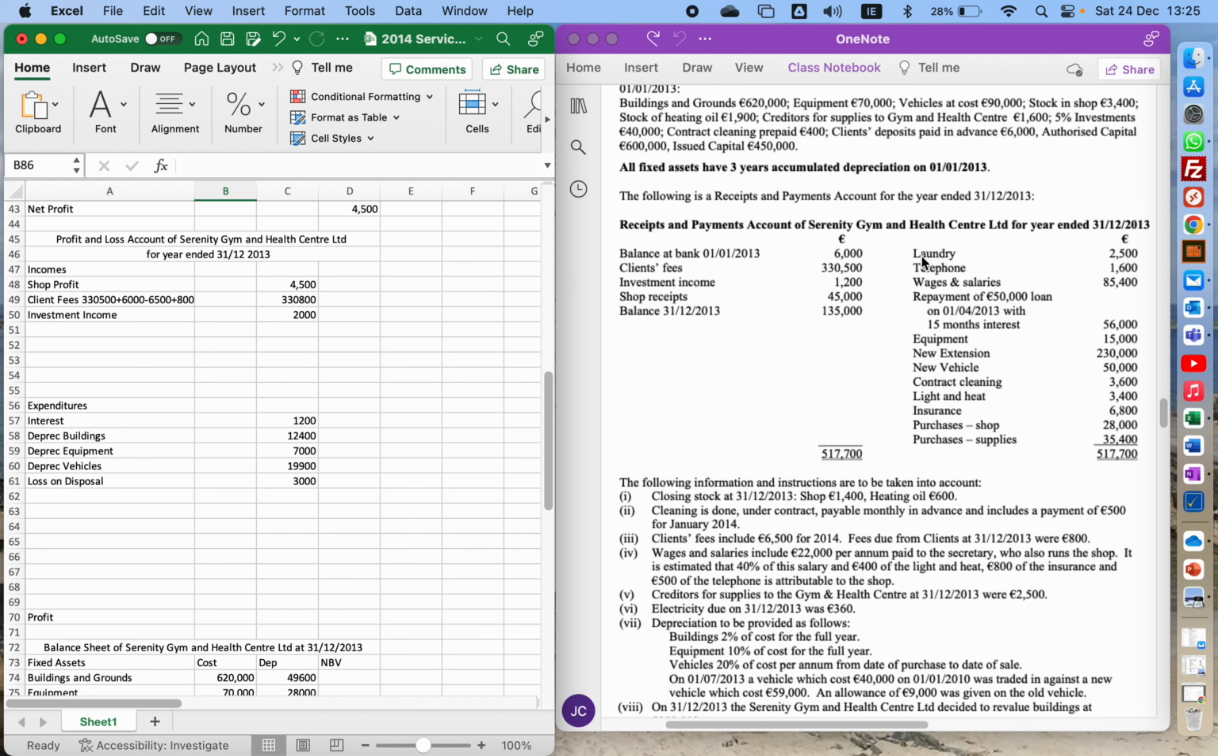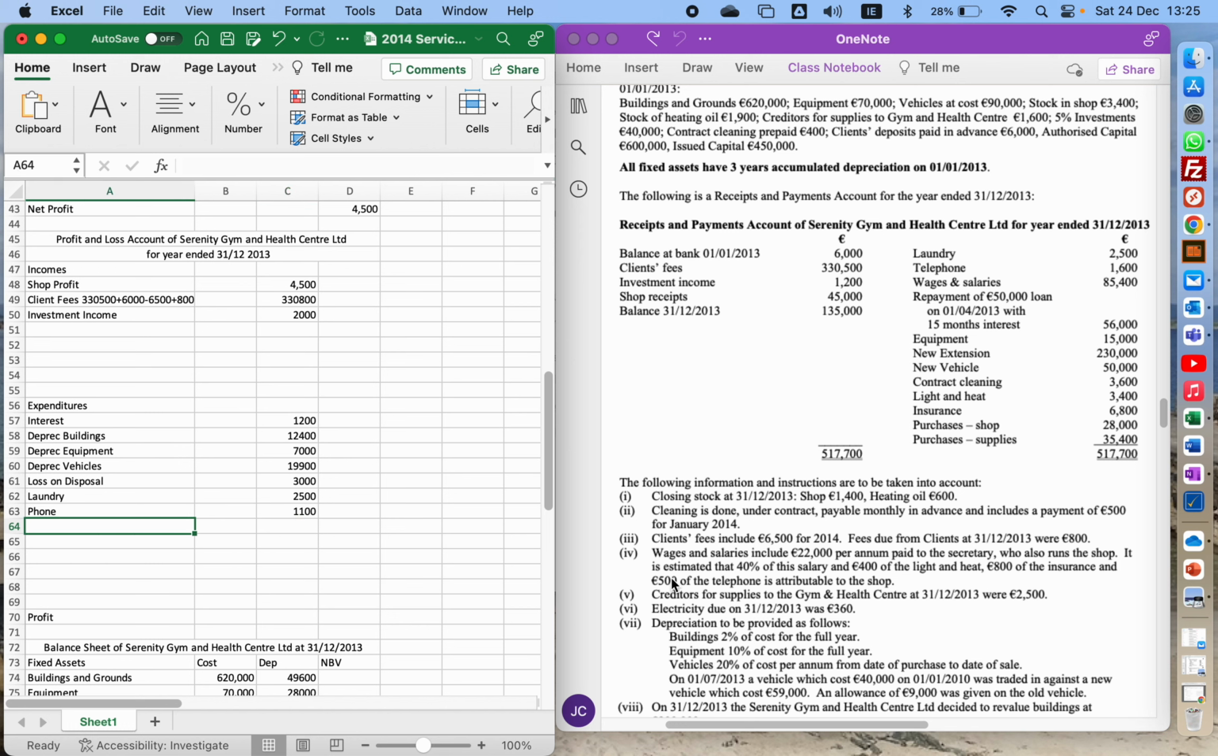So expenses. So we've got laundry, 2,500. So I just double check. Do I see anything here about laundry due or laundry prepaid? There isn't. And if I find it, I'll come back and I'll change this number, but I'm going to put this number in to start with. So telephone. So the phone figure was 1,600, but we already had some of the phones. So 500 of that phone was to do with the shop. So we'll take that out of the general expenses.